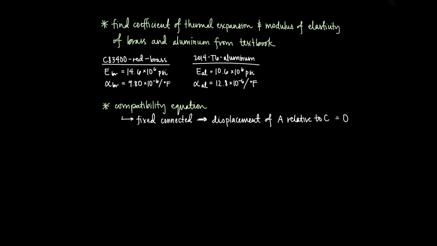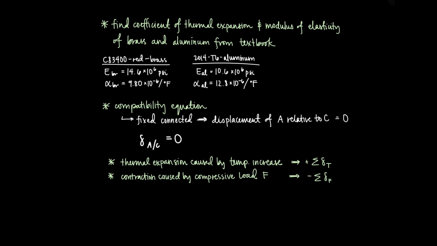In this case, a suitable compatibility condition would require the displacement of one end of the system with respect to the other end to be equal to 0, since the end supports are fixed connected to the walls. So the displacement of A relative to C is 0. There are two different factors here that are causing displacement. There's thermal expansion being caused by the heat added to the system to increase the temperature from 50 degrees to 120 degrees. And then there's contraction being caused by the two loads of magnitude F caused by the walls that are pushing on the rods and holding them in place.